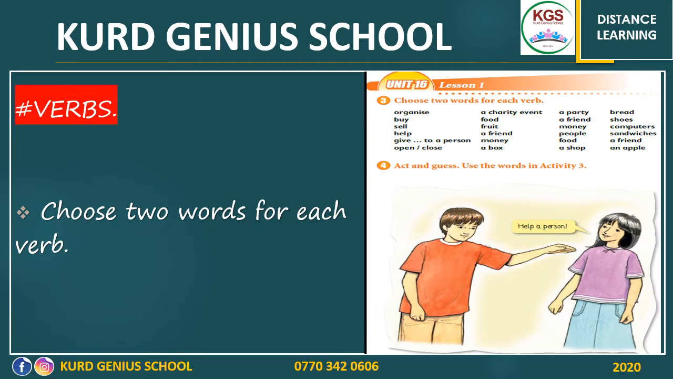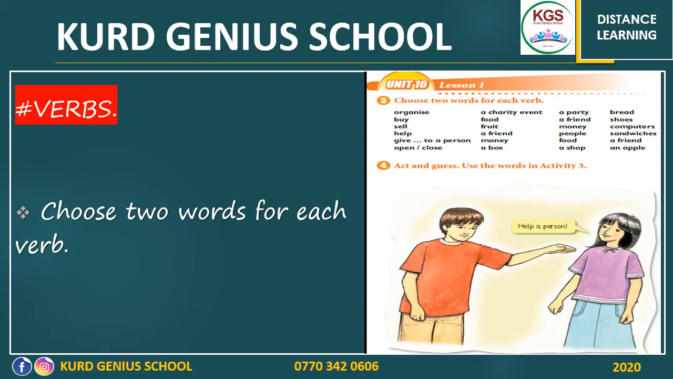Now, the first one is choose two words for each verb. We have the verb organize. I'm going to do the first one, so the rest is up to you. Organize a charity event. Tick, it's right. Organize a party. It's also correct. But could you say organize bread? It doesn't sound right to me, so it's wrong. We can only use organize with a charity event and a party.